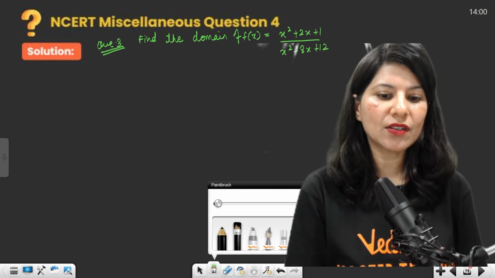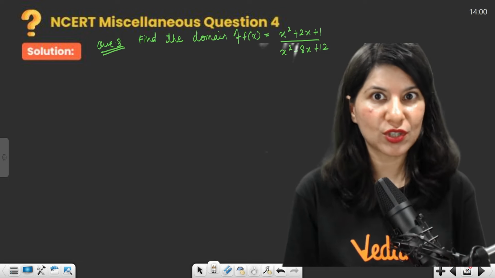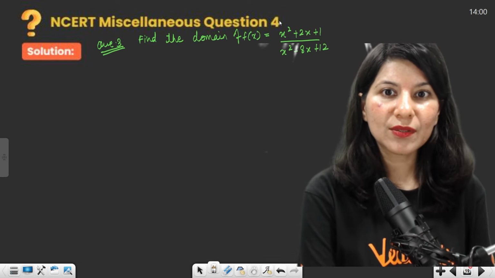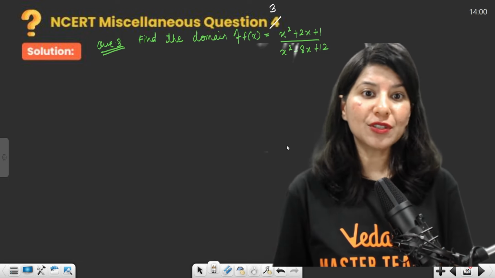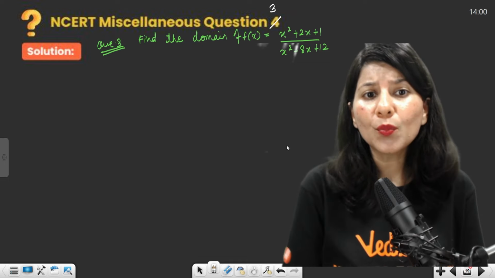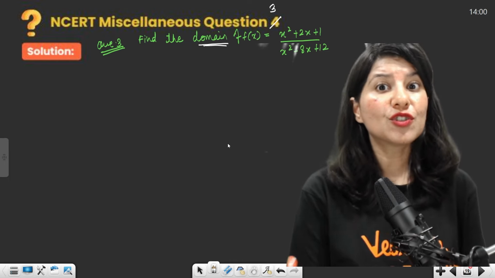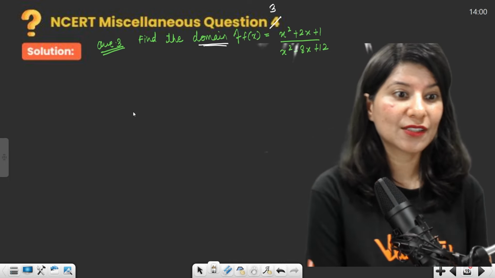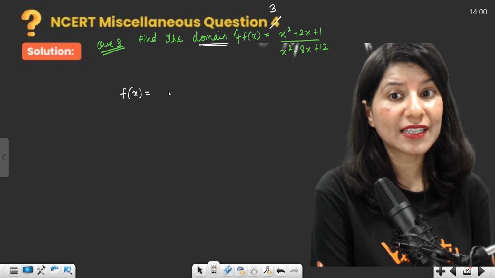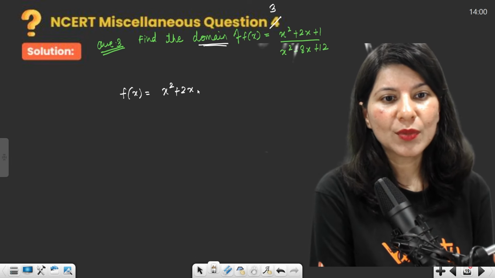So this is basically a rational function. A rational function in question number 3 is given to you. Okay, so this is question number 3. How to calculate the domain of a rational function? Just by looking at the denominator. So f of x, now you have to factorize the denominator.